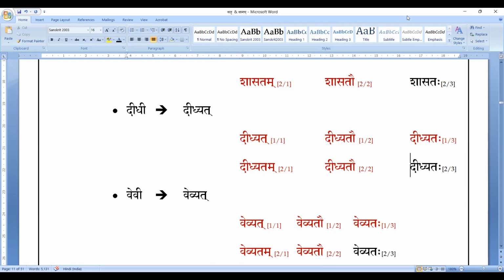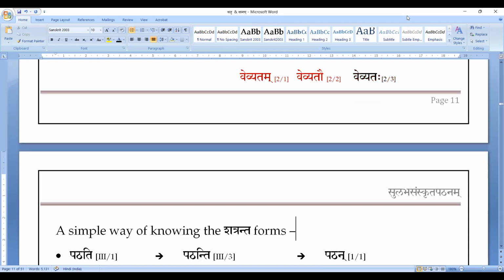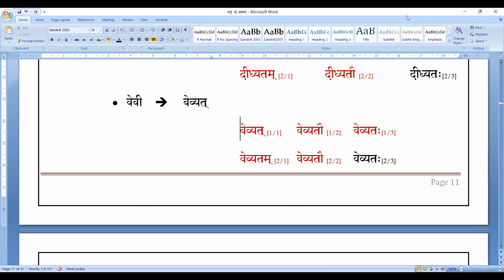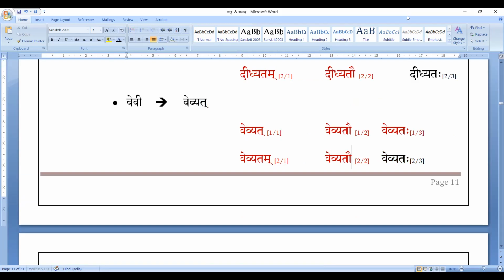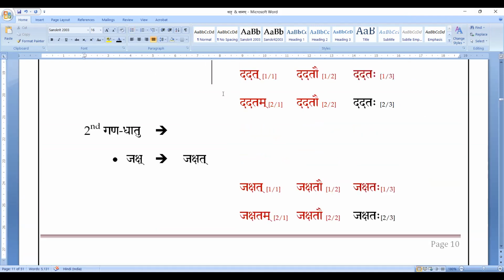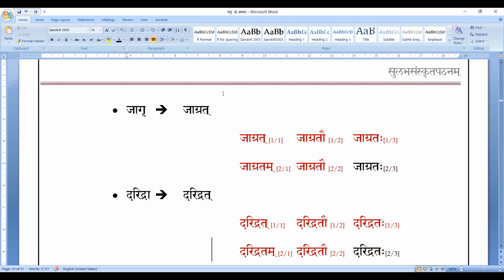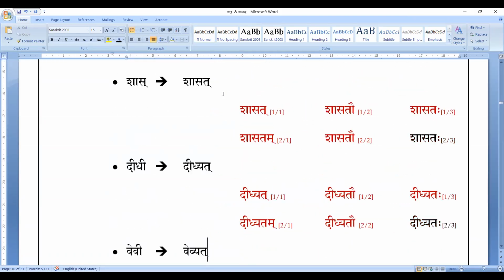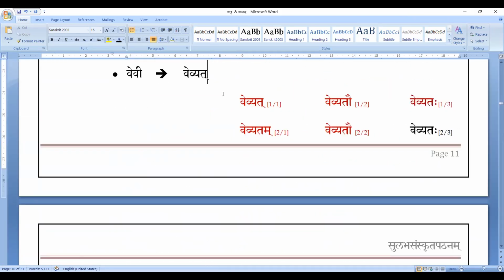Depends on num. Vevi, another anekach dhatu. That becomes vevyat. Vevyat, vevyato, vevyataha, vevyatam, vevyato, vevyataha. These are all exceptions. So these seven dhatus you can note. Okay, this is the speciality about the third gana and the seven dhatus of the second gana. I will keep saying this, second gana, seven dhatus. Then you have to remember: Jaksh, Jagr, Daridra, Chakas, Shas, Didi, Vevi.